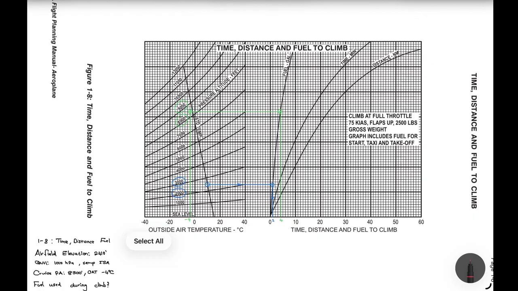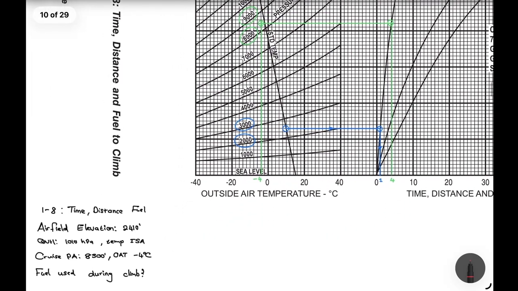So the first thing we'll need to do is take a look at the question and what we've been given. Here at the bottom left, I've written down the details they've given us. This is figure 1-8, time, distance, fuel to climb. The airfield elevation is 2,410 foot. QNH is 1010 hectopascals. The temperature on the ground is ISA. Then your cruising pressure altitude is 8,500 feet, and at that altitude the outside air temperature is -4 degrees Celsius. And they ask what fuel is used during the climb.